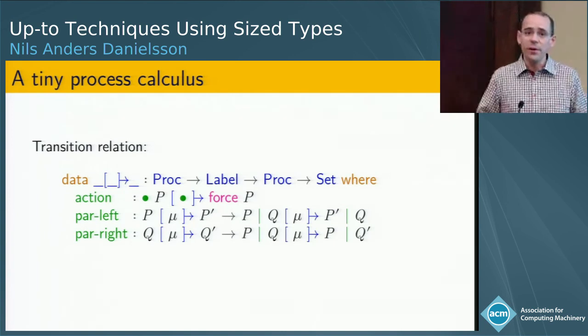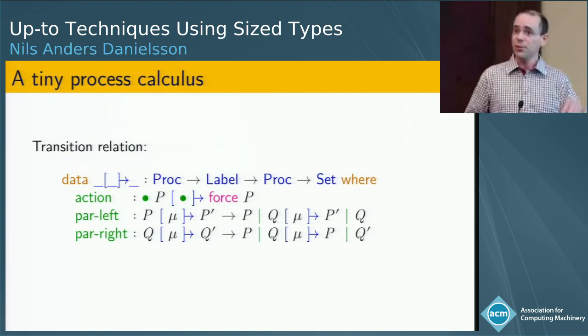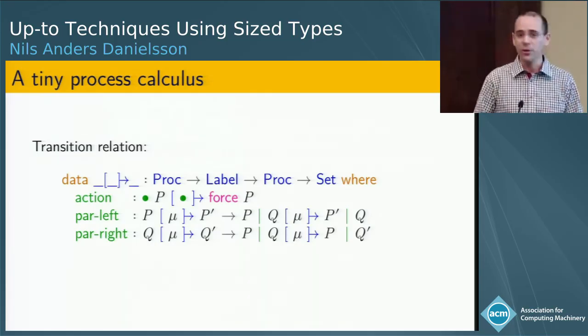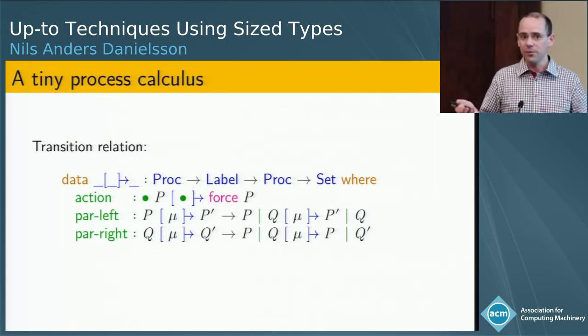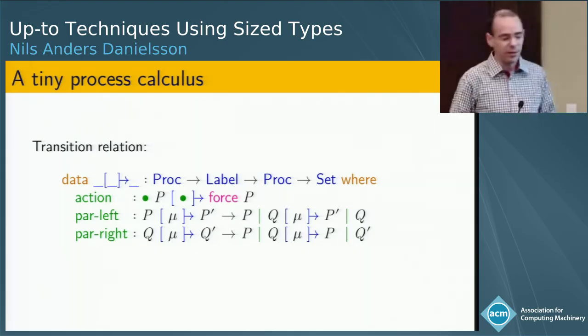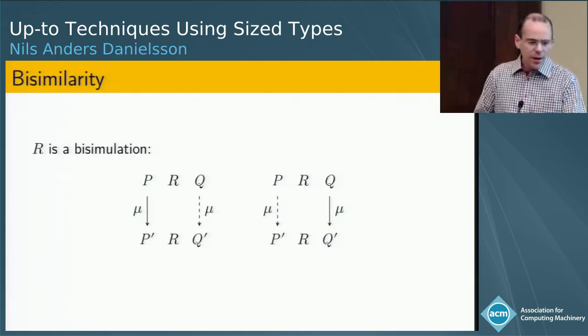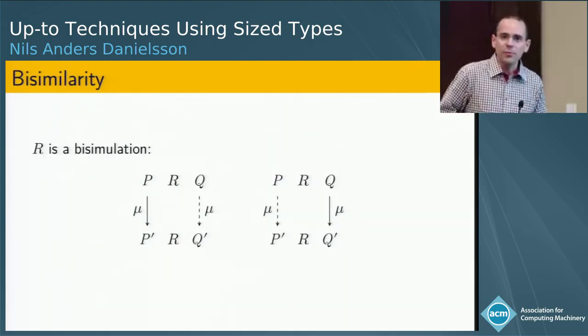Of course, this is a very, very basic process calculus. There's not even any communication here. But what I'm saying also works for more interesting systems. So if you look at my paper, you can see a proper variant of CCS with communication and replication and so on. So how can we define bisimilarity now?